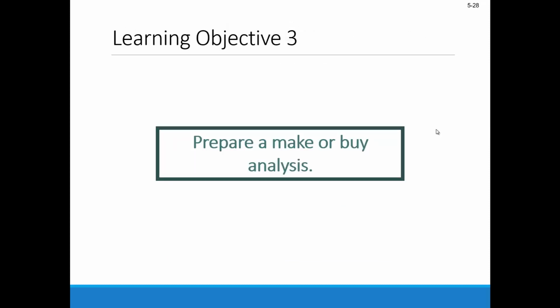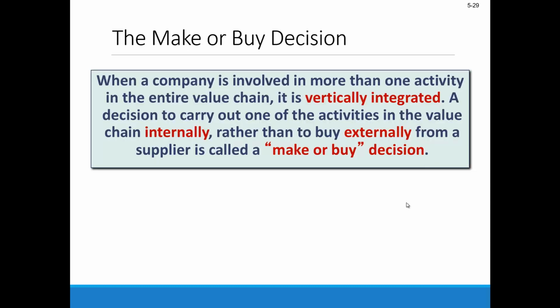Moving along then for the moment, learning objective 3 was to prepare a make or buy analysis. So when a company is involved in more than one activity in their entire value chain, we refer to that company as being more vertically integrated. So a decision to carry out one of the activities in that chain internally is just called a make or buy decision. So one example I tend to think of is automobiles again.